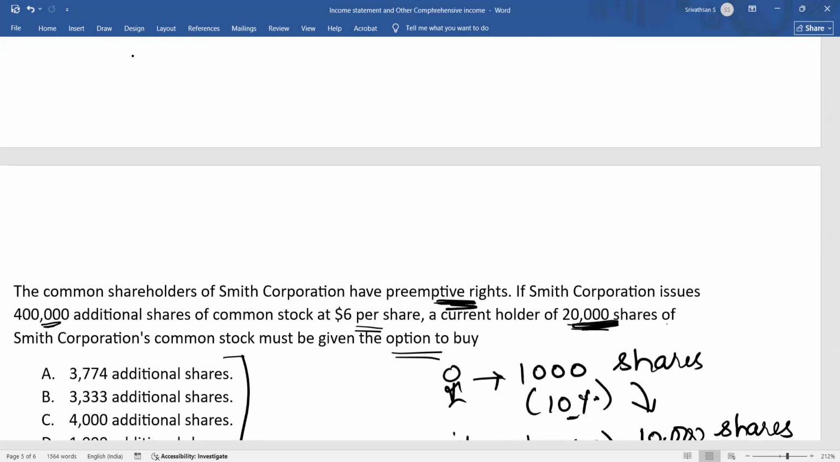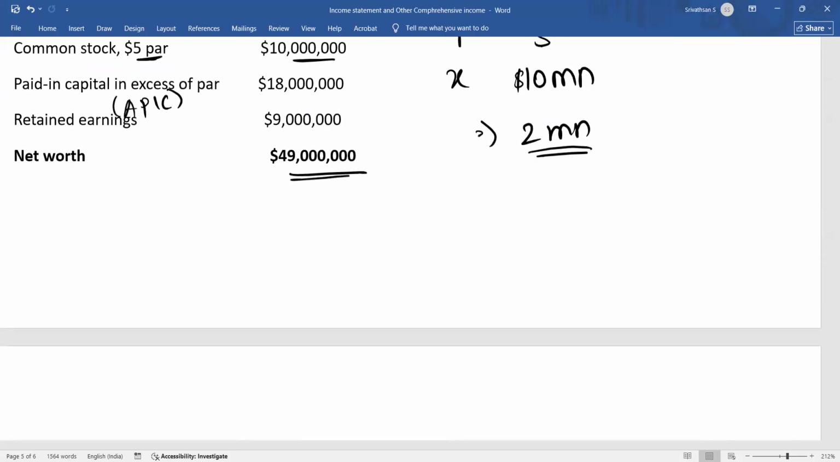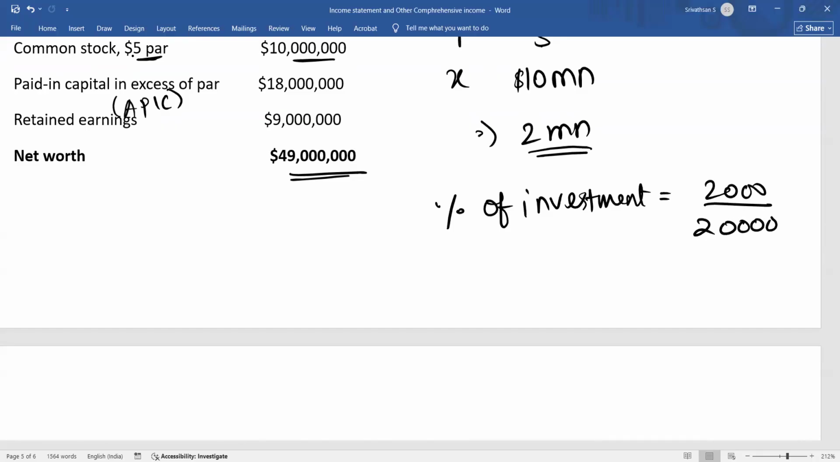Now, this investor is holding 20,000 shares. So, what is his percentage of investment? 20,000 divided by 2 million. So, 20,000 by 2 million, we get 1%.